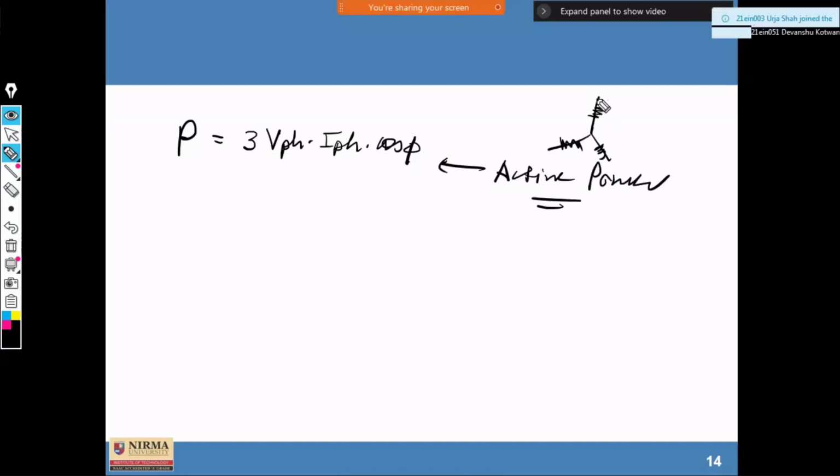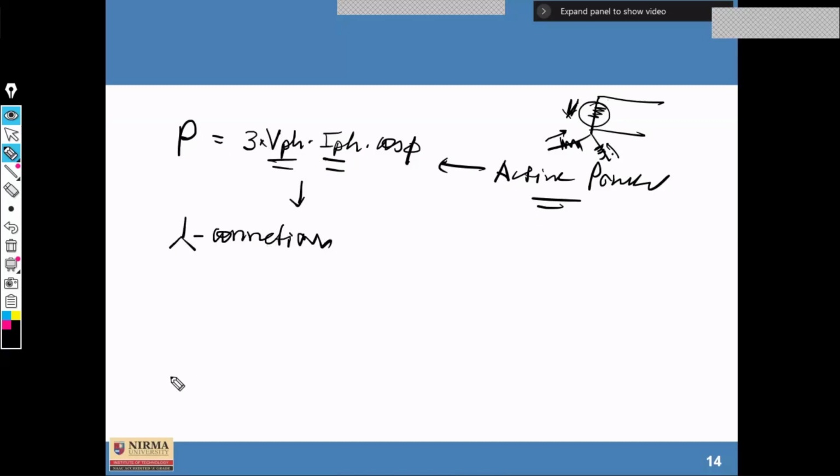If you consider this is a single phase, then we know that the equation is VI cos phi. So we consider this is a phi. This is considered VPH, and this is also considered as VPH. By multiplying with 3, we can have this equation: 3 VPH IPH into cos phi. And similarly, we can also write equations for star connection and also for delta connection.